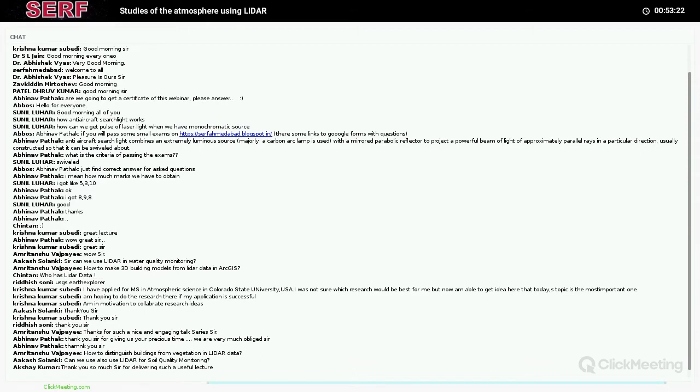Who has LIDAR data? You can get it from NASA, or you can get it from NOAA, and in India you can contact the various principal investigators, or you can have a collaboration program with them if you want to do some analysis with the data.